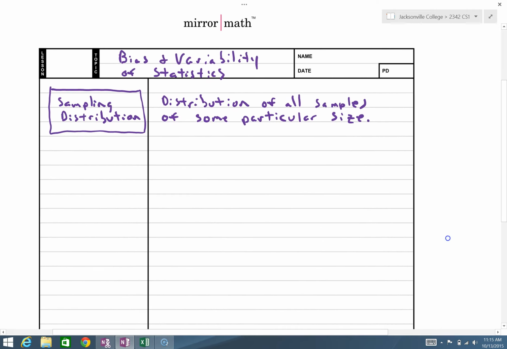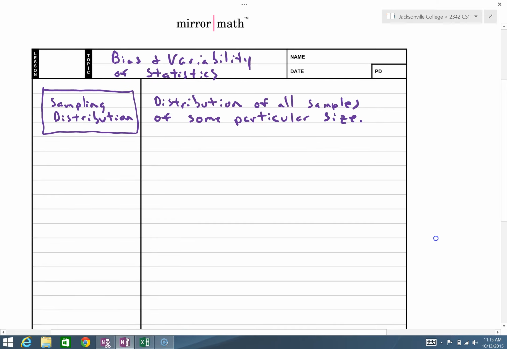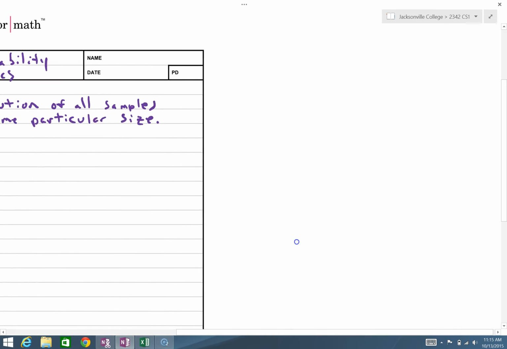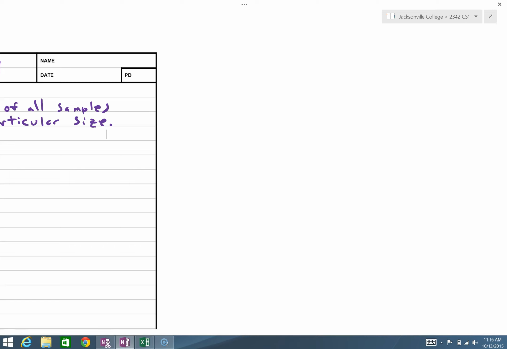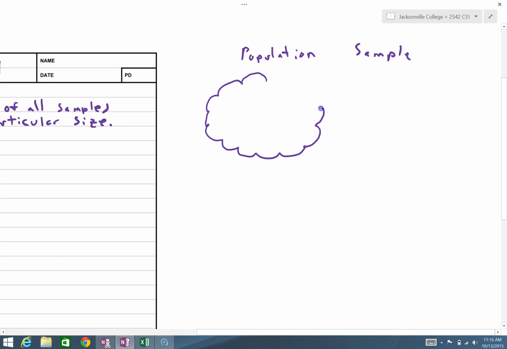Alright, this next part is not necessarily for your notes. This is a review, but if it's not a review for you, if it's new, you should copy it down. One of the big ideas in this class is the difference between a population and a sample. A population is some large group that we want to know something about. Maybe it's the entire United States. Maybe it's all females. Maybe it is the whole world of cats.